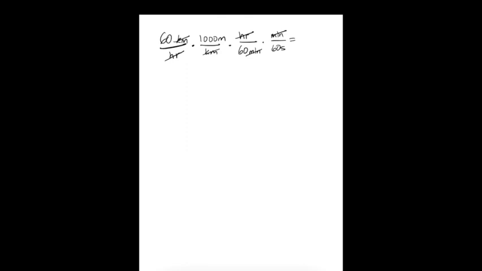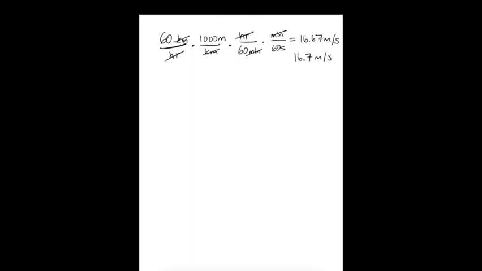And once we do the arithmetic, we see that the answer is 16.67 meters per second. So if I report the answer using 4 significant digits, it would be 16.67, or we might choose to write it as 16.7 meters per second.